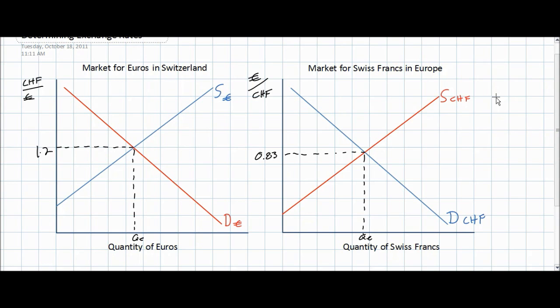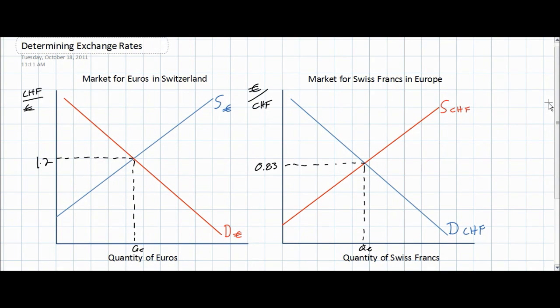European households, European individuals demand Swiss francs. Therefore, the demand for Swiss francs comes from European individuals who want francs in order to buy Swiss goods. Next, let's look at the exchange rate for Swiss francs in Europe. Notice that the value of the Swiss franc is expressed in terms of euros.